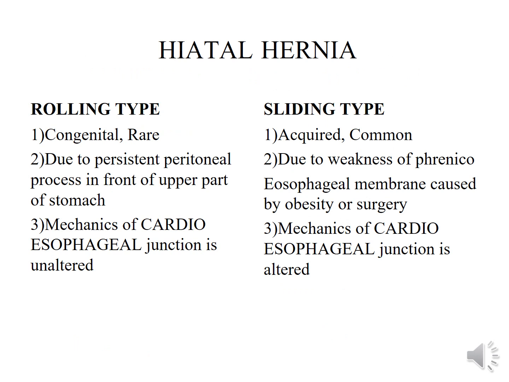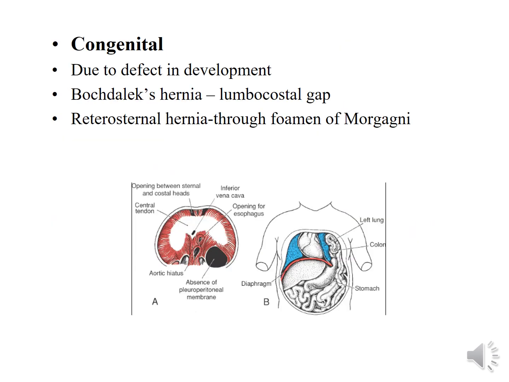So this is the slide where we can compare the rolling and the sliding type of hernia. Rolling is the congenital and rare variety. Sliding is acquired and it is more common. Rolling occurs because of a peritoneal process in front of the upper part of the stomach. Sliding occurs due to the weakness of the phrenicoesophageal membrane caused by obesity or surgery. And the cardioesophageal junction is unaltered in the rolling type, whereas it is disturbed in the sliding type of hernia.